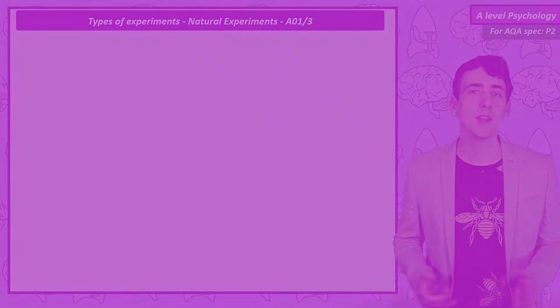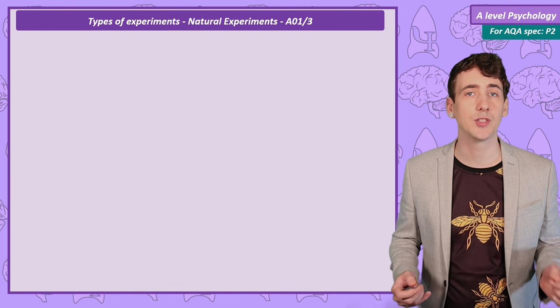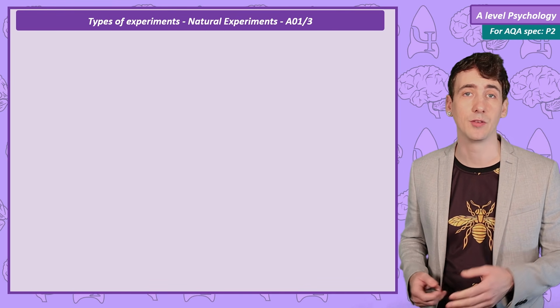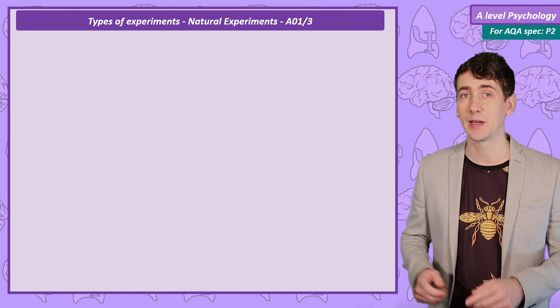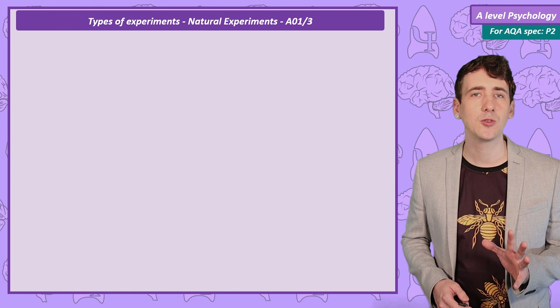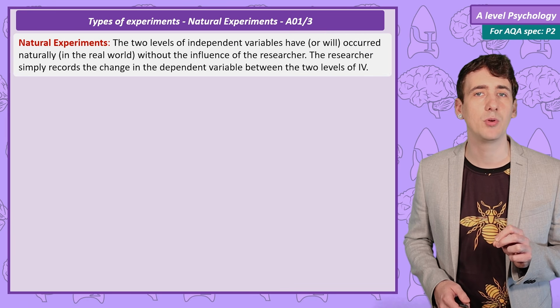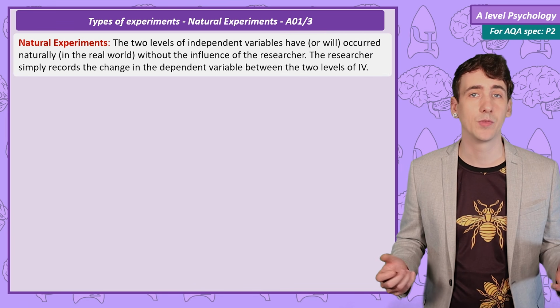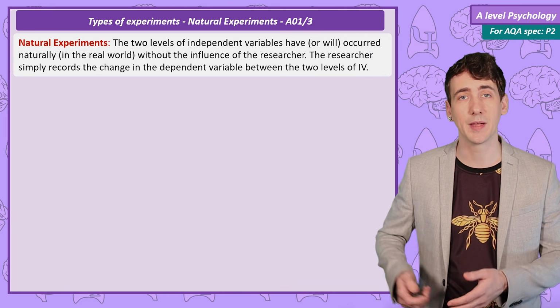Natural experiment. In the previous two types of experiment, the researcher manipulates the independent variable themselves, and then records the change in the dependent variable. However, in a natural experiment, the levels of independent variable have already happened naturally. The researcher just measures the change in the dependent variable.